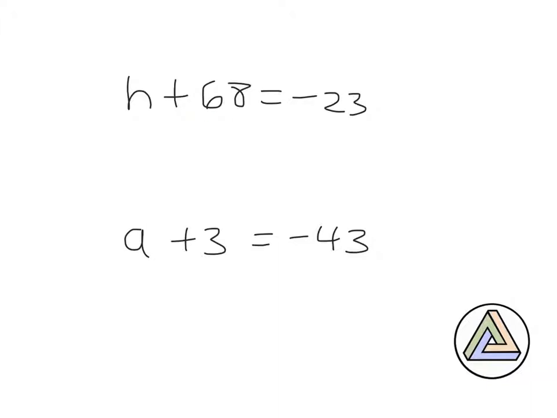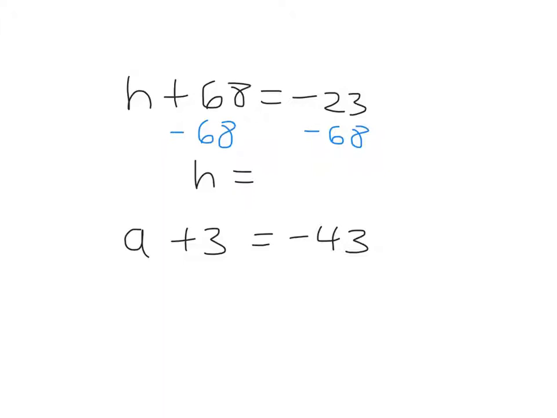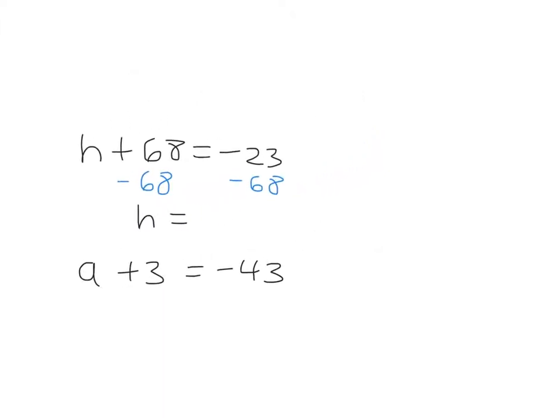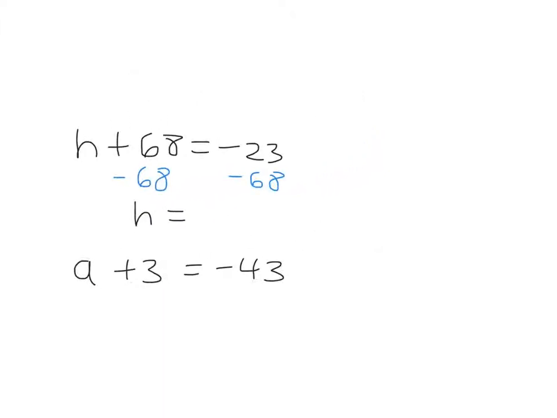Okay, so for this one, we have plus 68. We have a negative number here, so we're going to be careful with that. So we want to get h by itself, so we're going to subtract 68 from both sides. So we end up with h equals some number. But what is negative 23 minus 68? All right, negative 23 minus 68. So what I'm going to do is I'm going to bust out the number line for this, because I think actually we really do need to sort of perceive what's going on on the number line here.